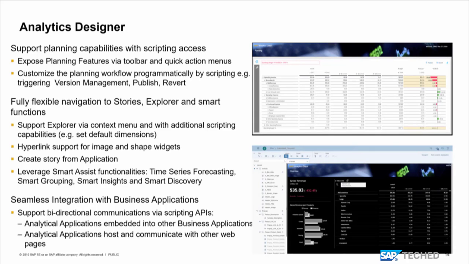And the second, we also enable smooth interoperability between different artifacts. For example, you can jump from an analytical application to smart discovery, to Explorer, to data analyzer, and also to story. And while you move from one artifact to the other, you can also transfer the parameters from the analytical application to other artifacts. Meaning I, as an end user, just go to SAC.